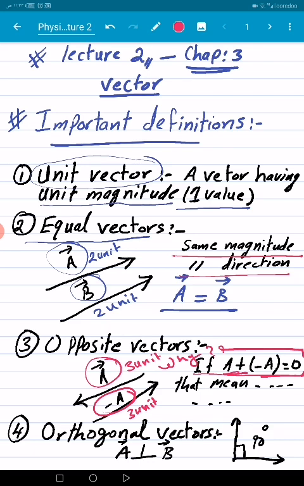Number 4, orthogonal factors, that means perpendicular. So factor A perpendicular to factor B. That means the angle between these two factors is equal to 90 degrees.